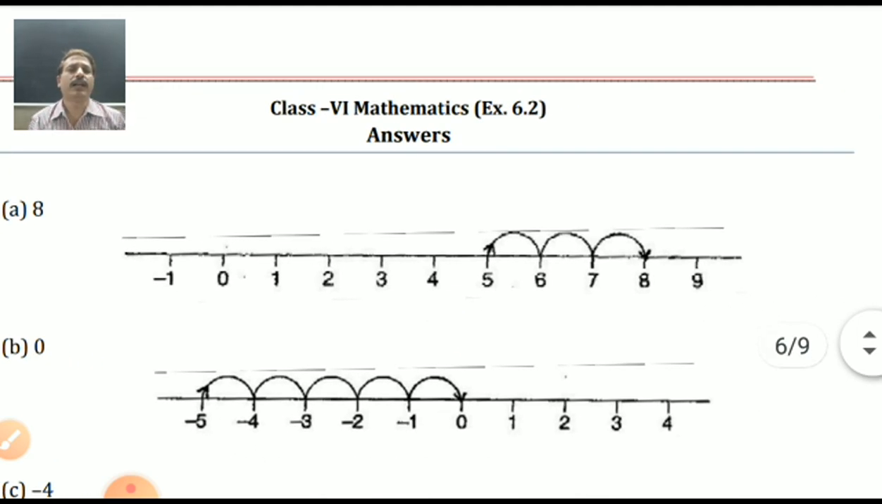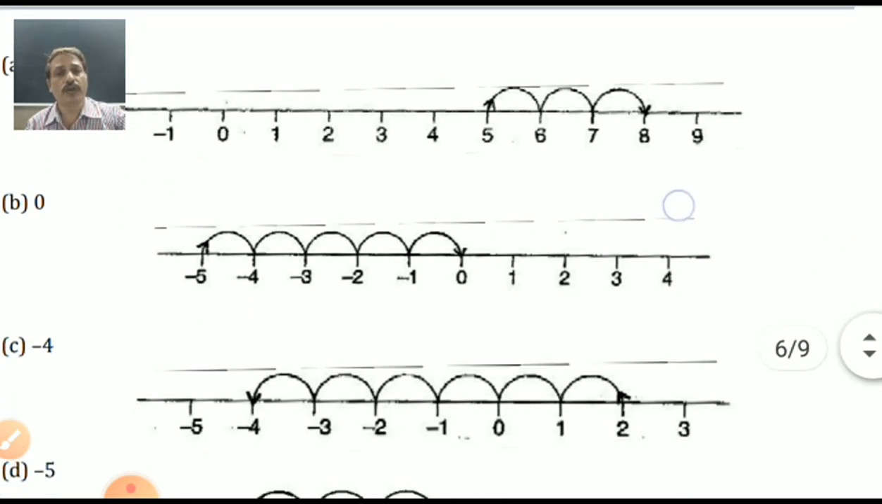I shown here na 8. 5. You are in 5. Jumping on right side. More 3. 3 more than 5. 5 पे खड़े हैं बेटा. दूसरे नंबर पे खड़े रहो और 5 3 steps लगा दो उधर. 1 2 3. 3 more. 5 more from minus 5. 0 is the answer. Yes, we already did.